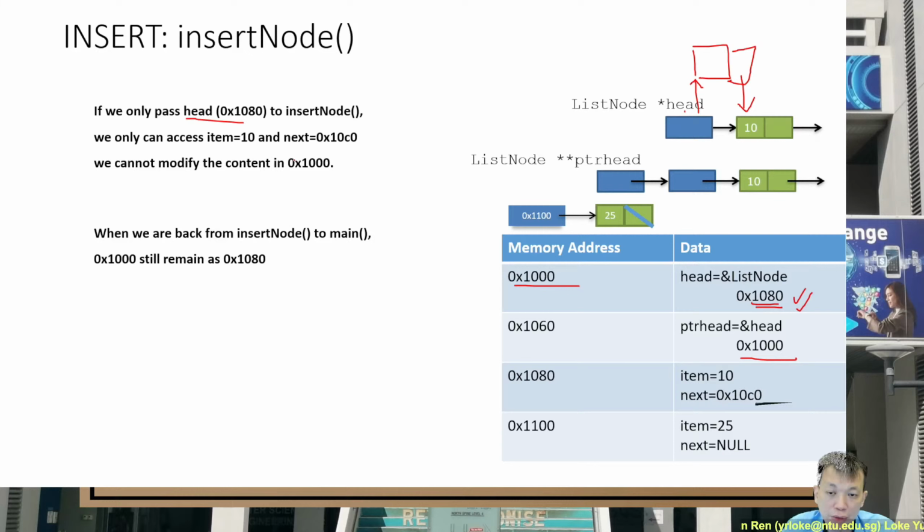Otherwise, I won't be able to change it. I will not be able to modify the content because I only pass my value. I only pass the value, the 1080, to the function. I cannot do anything. But if I pass the 1000, the memory address of the head pointer, where you store the head pointer, I can modify the content in the head pointer. So that is something very important, the key concept you need to understand in this part.